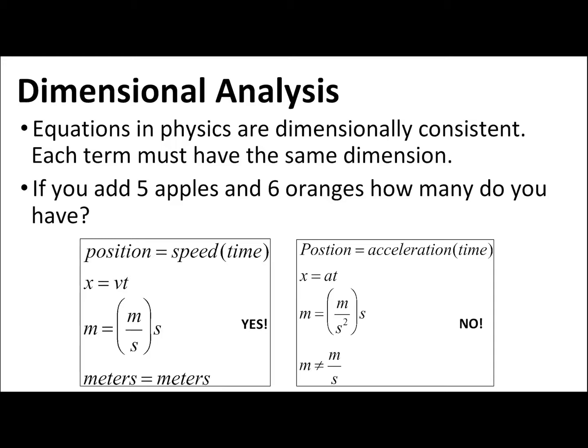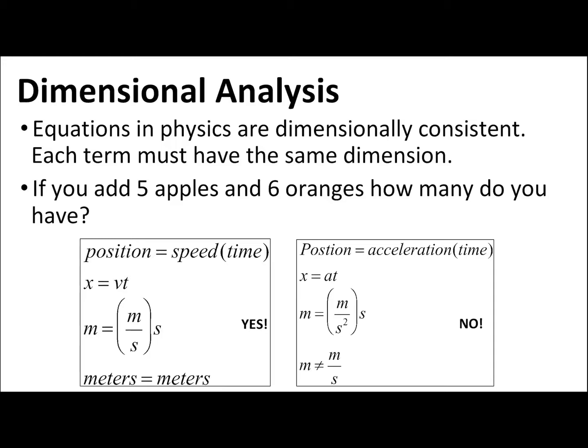All right, dimensional analysis. So what is that? Equations in physics are dimensionally consistent. And this is really our first big physics idea. Each term has to have the same dimension. So what do we mean by that? Well, if you have an equation that says to add things together, to add them, they have to be the same.